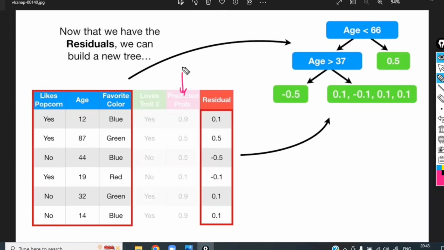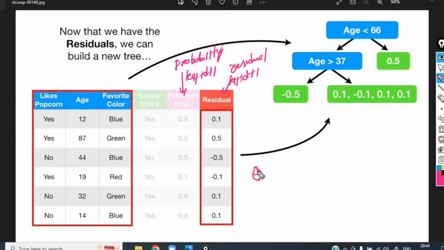What is this column? Probability based on the leaf node plus decision tree 1. This is the residual of decision tree 1. Combining leaf node plus decision tree 1, we have got this residual.